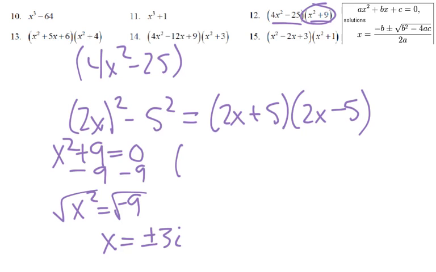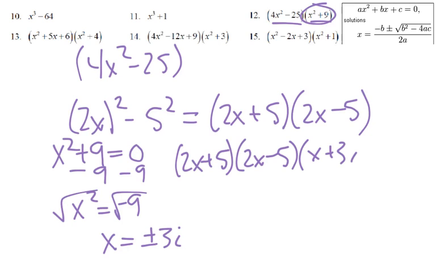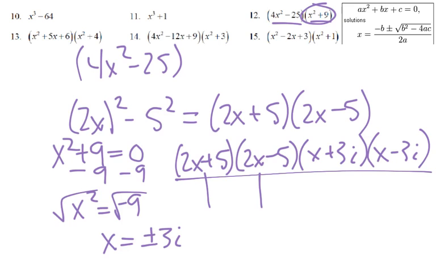So basically we're going to have 2x plus 5 times 2x minus 5 times x plus 3i times x minus 3i. So we've got two real factors, two real zeros I mean, and then two imaginary zeros. Which is what we'd end up with.